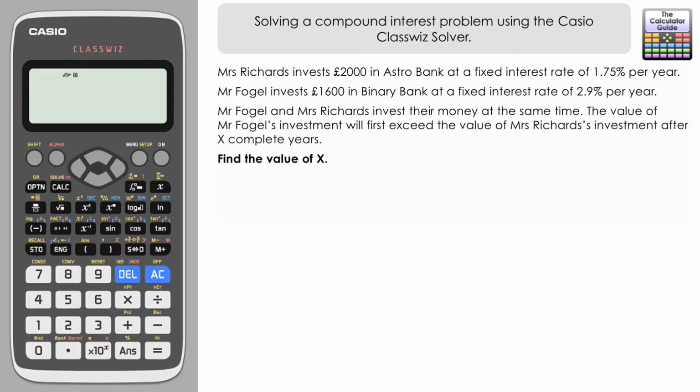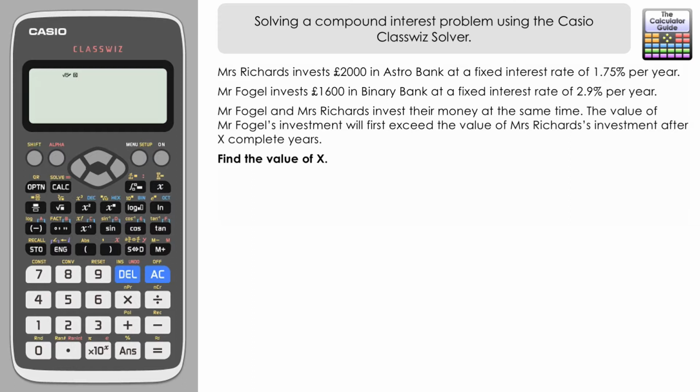So let's just break this question down a little bit. Mrs. Richards has got more to invest at first. She's got £2,000, whereas Mr. Fogel has got £1,600. But Mr. Fogel has invested in an account with a higher rate of interest, which means his investment will be building up at a quicker rate, which means at some point in the future, Mr. Fogel's investment is going to exceed that of Mrs. Richards, and we've got to find out how many years away that particular point is.